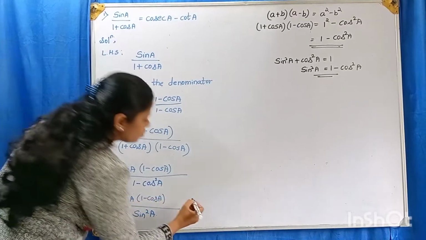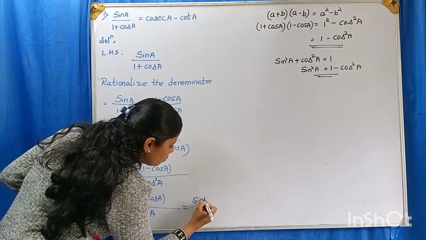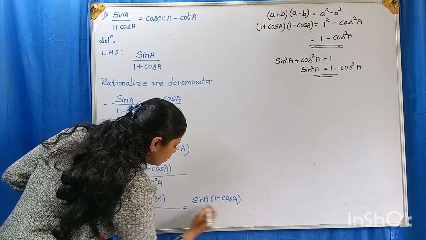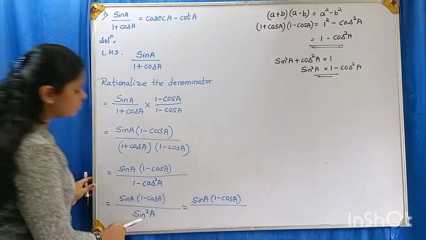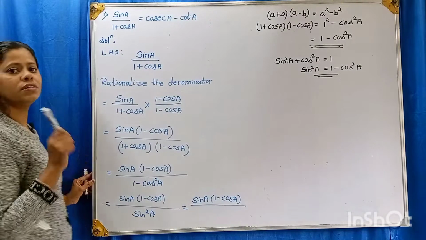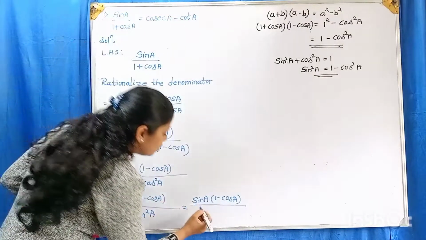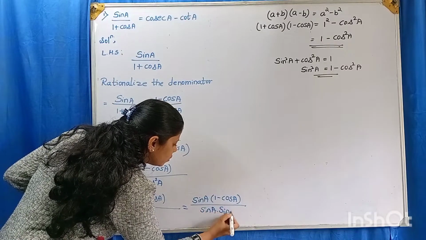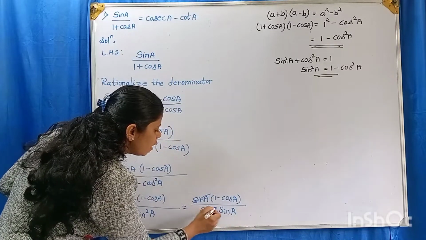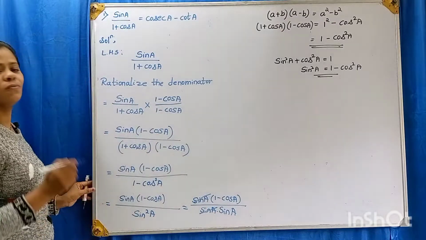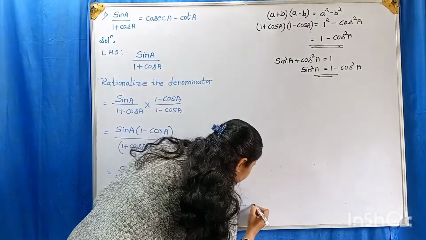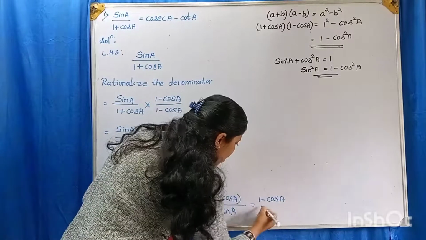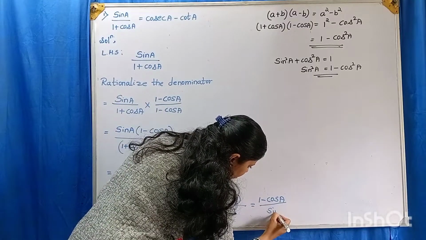Sin A into 1 minus cos A divided by sin square A means what? Sin A is present 2 times, sin A into sin A. Now this sin A and sin A cancel. What is left? 1 minus cos A divided by sin A. Okay.